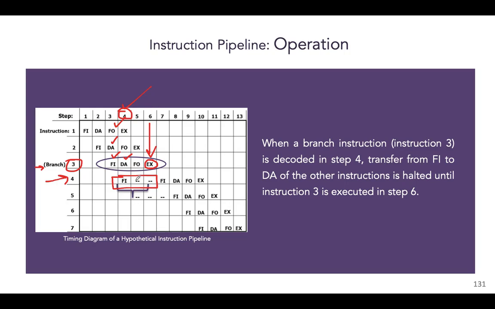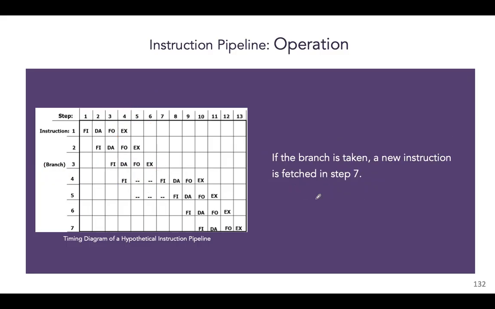So these dashes indicate halts in your instruction pipeline. Halts are times when nothing is happening within a segment. So during step 5 and step 6, nothing is happening in this segment, nothing is happening in this segment, right?